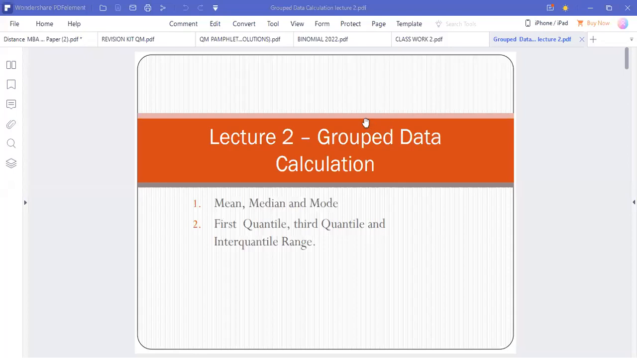So now the other part of descriptive statistics is called grouped data. Under grouped data, we'll learn how to find the mean, the median, and the mode. And we'll also learn how to find the quartiles. To start with, we need to learn how to draw the frequency distribution graph.